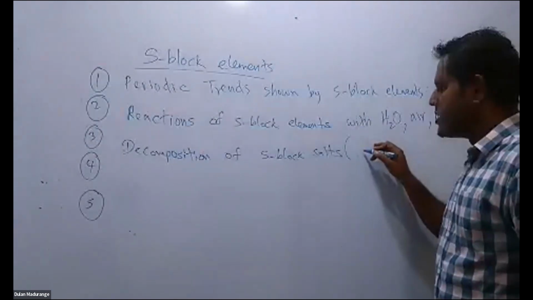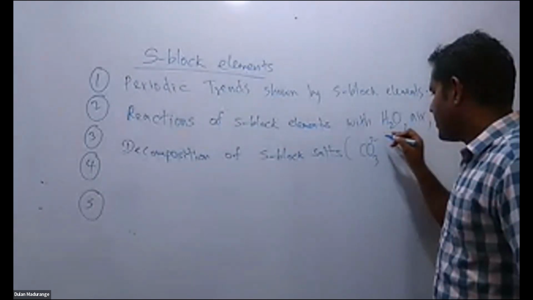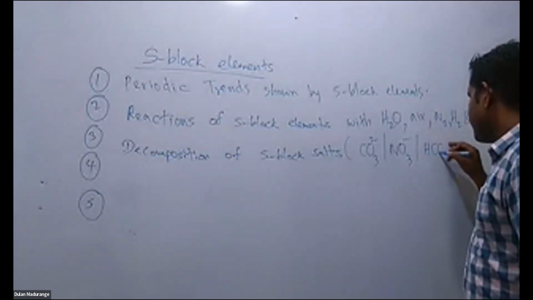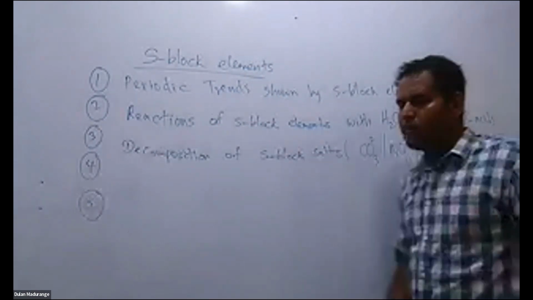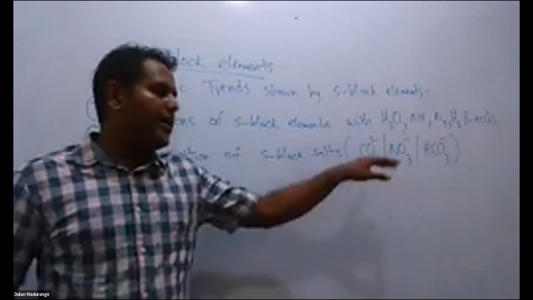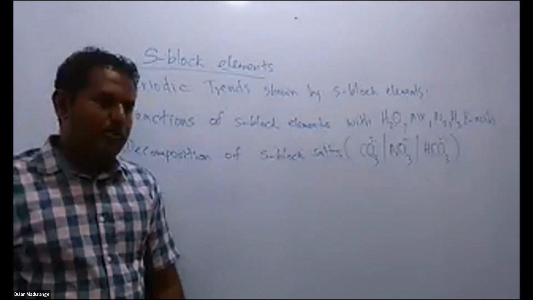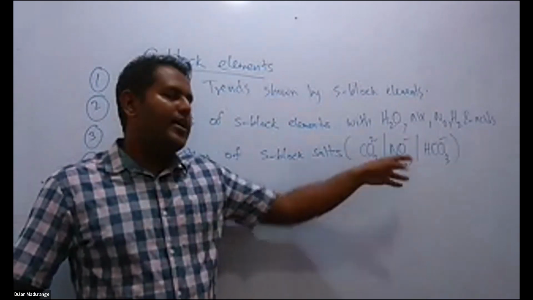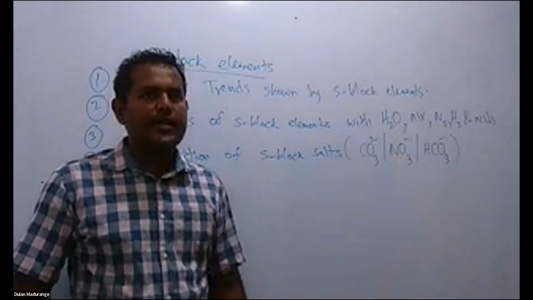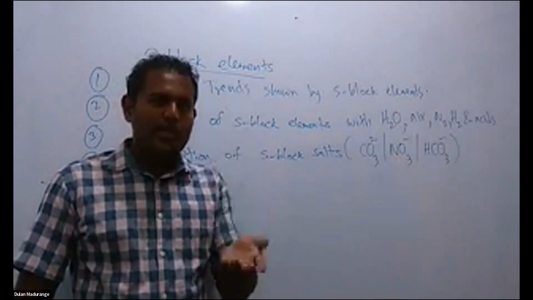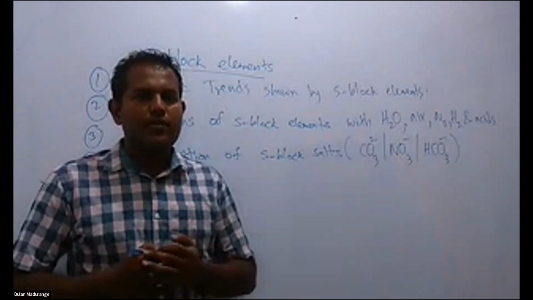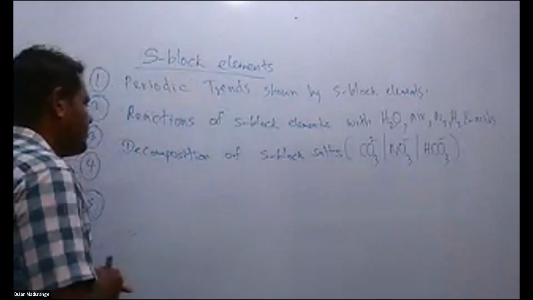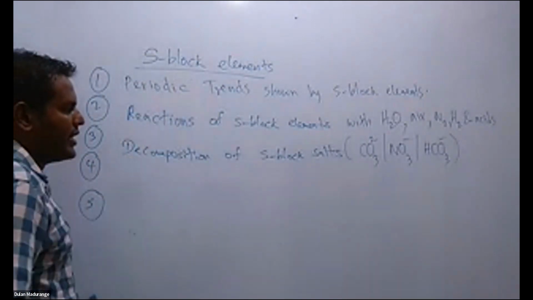Within brackets, mention the salts: carbonate, nitrate, and bicarbonate. Under S block elements, for S block cations, we are discussing the carbonate, nitrate, and bicarbonate compounds formed by them. When we supply heat to those compounds, what are the products? Decomposition of S block salts.